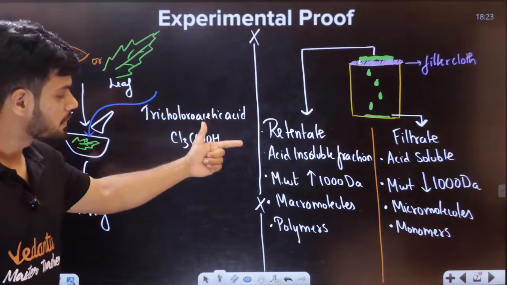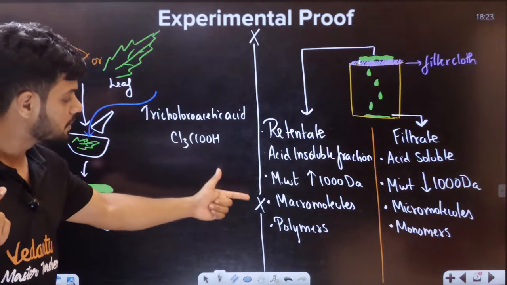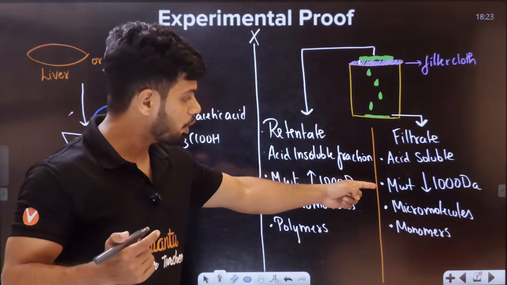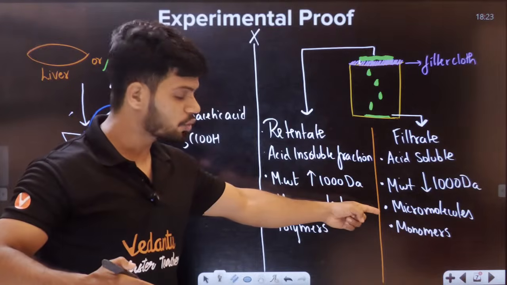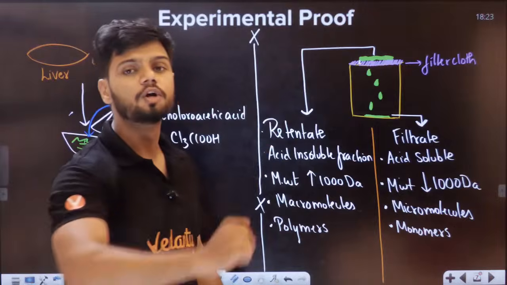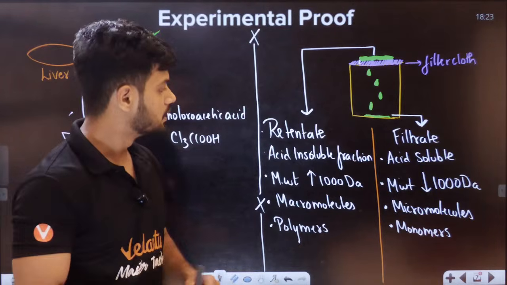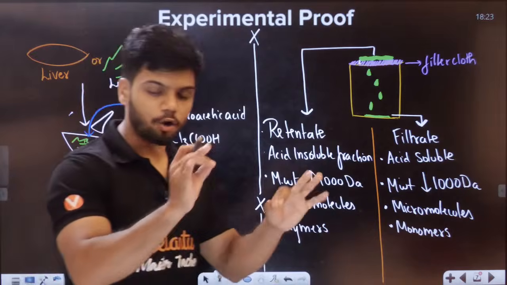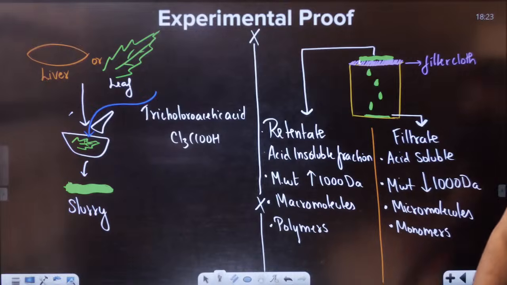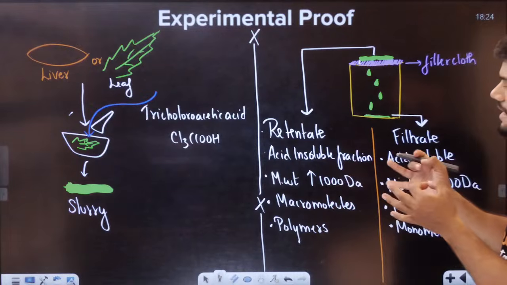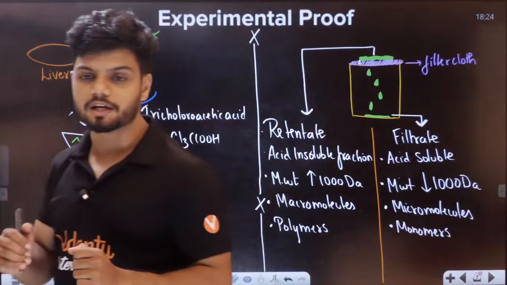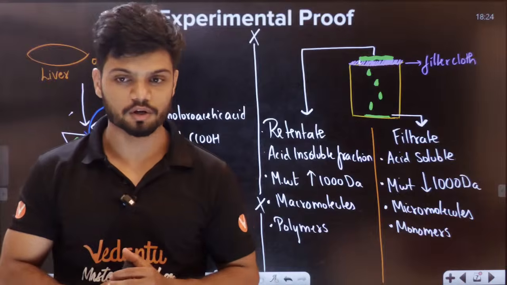Acid insoluble fraction: molecular weight is more than 1000 Daltons. Macromolecules, polymers. Acid soluble fraction: molecular weight is less than 1000 Daltons. Micromolecules, and they're technically the monomers. Long chain of monomers here. They are called the filtrate, students. How many of you understood? Raise your hands. This is a simple experiment to differentiate between macromolecules and micromolecules, students.